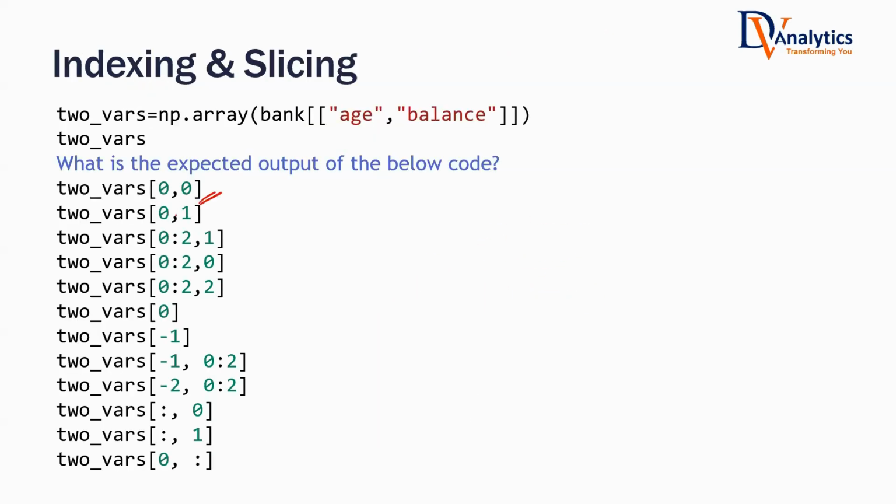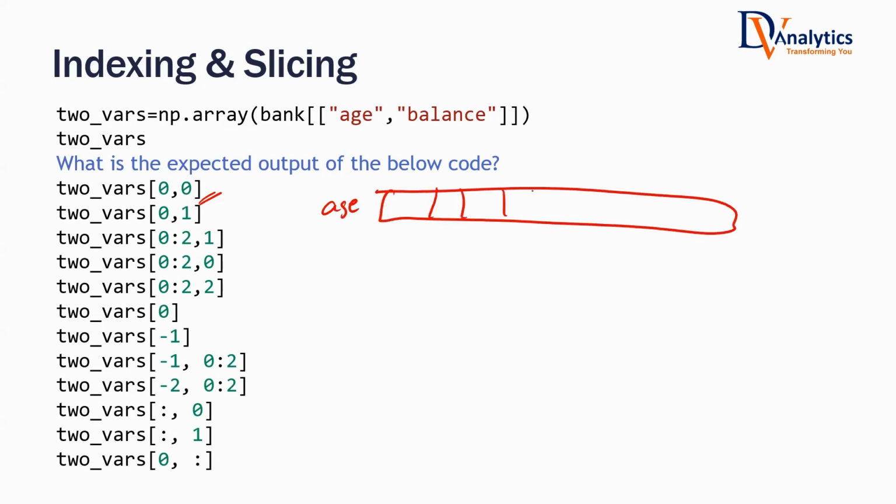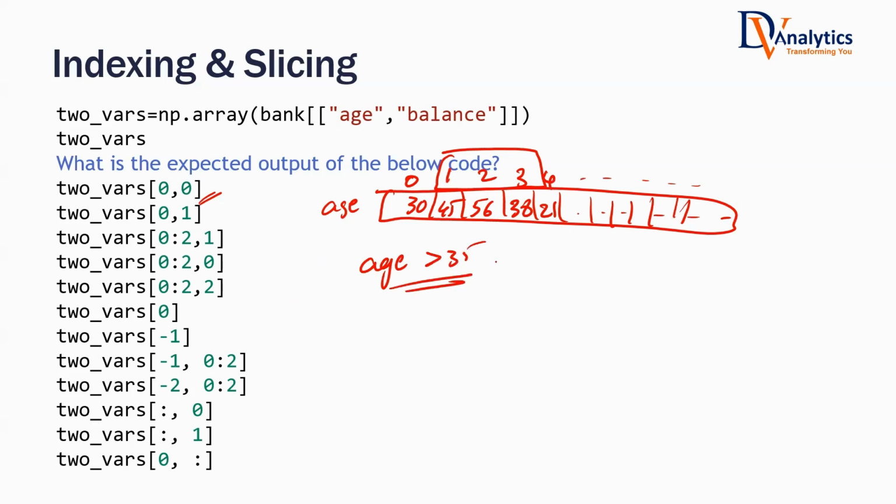So here we are getting the age value. Let's say age is an array. So you have age 30 years, age 45 years, age 56 years, age 38 years, age 21 years, like that. This is index 0, index 1, index 2, index 3, index 4, etc. Now, if you want to access a particular value of age, we give an index. What if I want to access particular values of age by giving a condition, let us say all the customers whose age is greater than 35? They can be at any index.